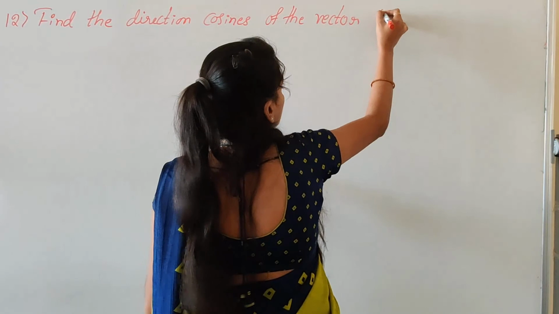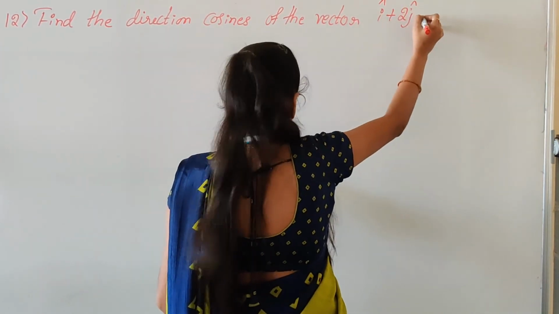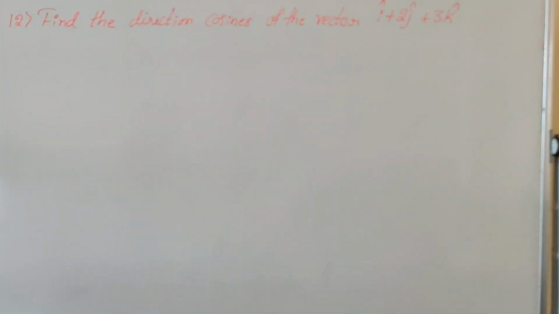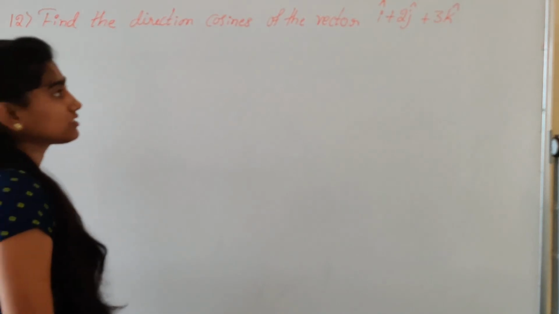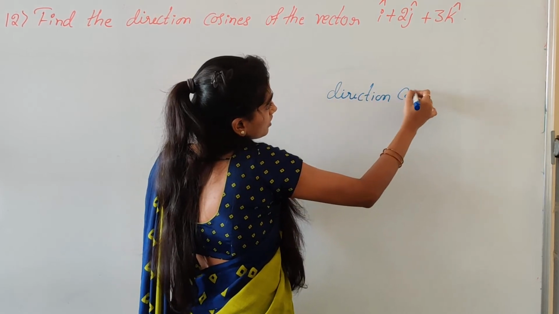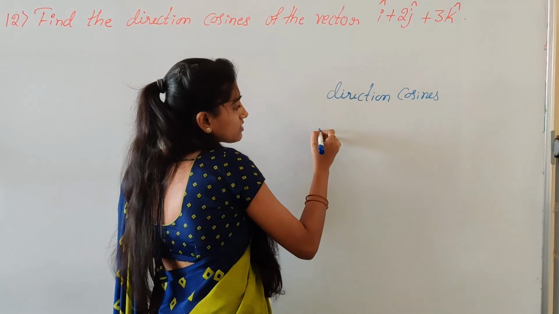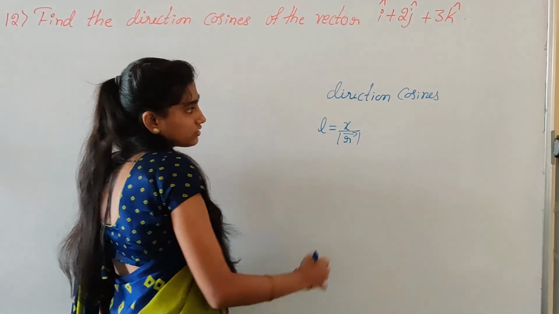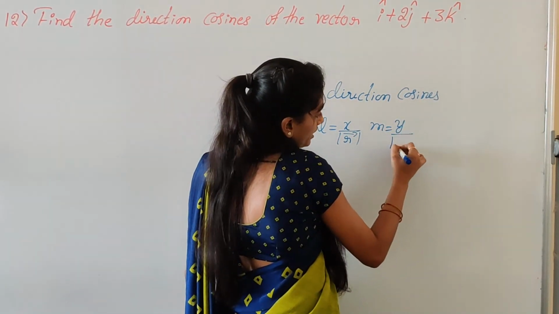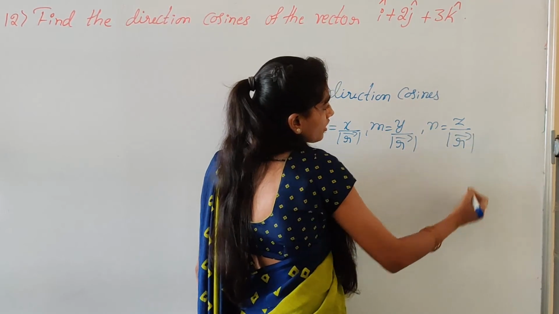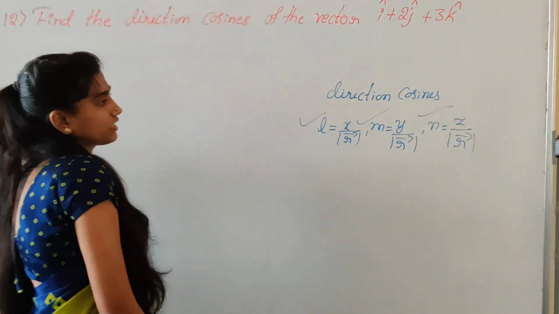The vector I cap plus 2 j cap plus 3 k cap. So here the condition is find the direction cosines of the vector I cap plus 2 j cap plus 3 k cap. So here the direction cosine formula is L is equal to x divided by magnitude of r, then m is equal to y divided by magnitude of r, and n is equal to z divided by magnitude of r. So these are the direction cosines, right?